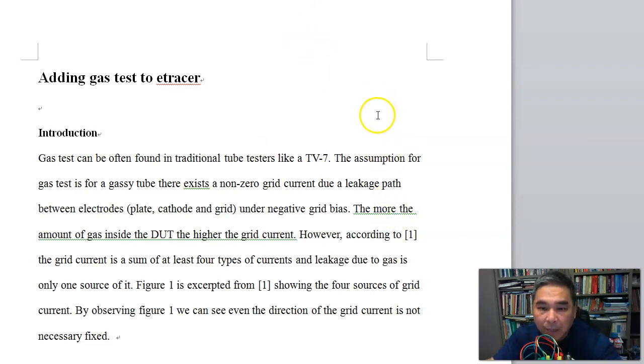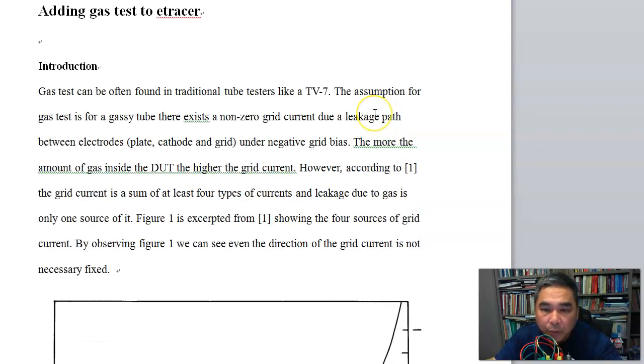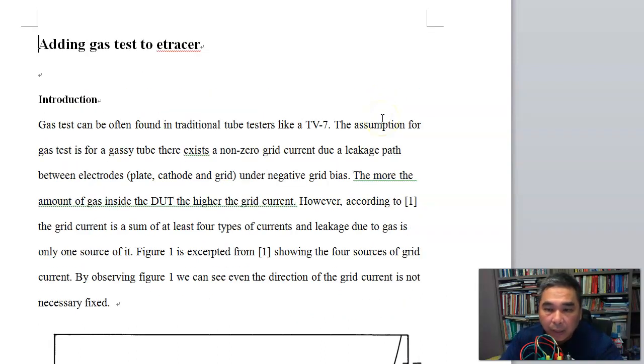So then I came up with this document, and we are going to go through this document today. After modifying the document, I'll put it on our website. If you're interested, you can follow the document to modify your etracer hardware. Gas test can be found in the tube testers, like a fancy tube tester like a TV7.